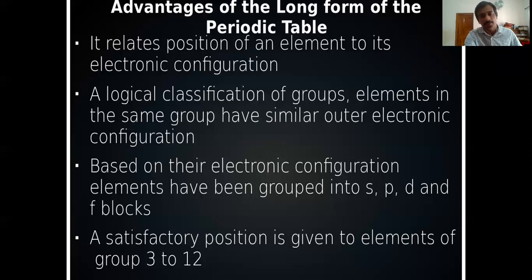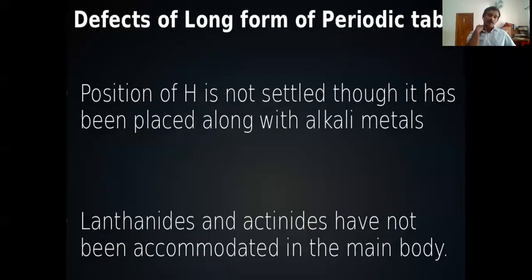What are the defects of long form of periodic table? Again, position of hydrogen is not settled, though it has been placed along with alkali metals. It is not belonging to alkali metals. It has been given a position above alkali metals. But it has no similarity with alkali metals. Some similarities are there, but a lot of difference. That is one of the drawbacks of long form of periodic table.